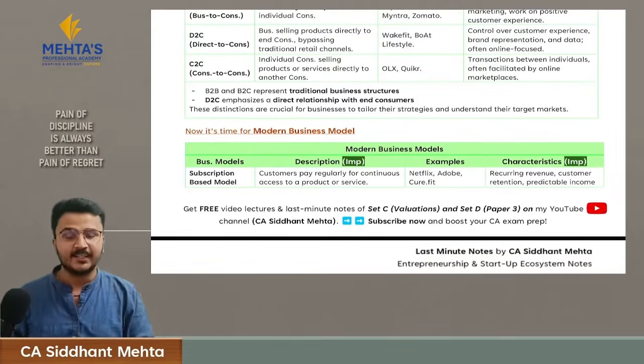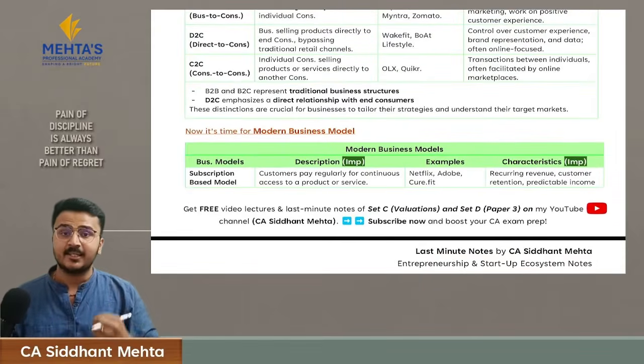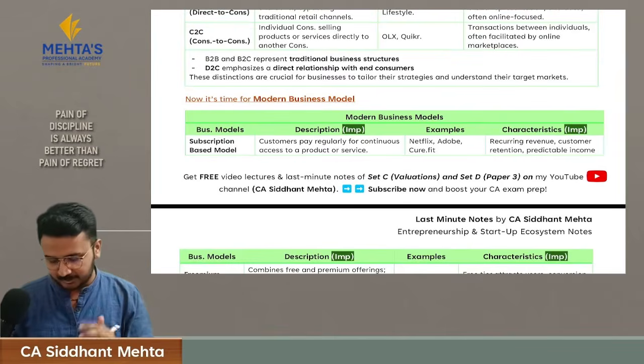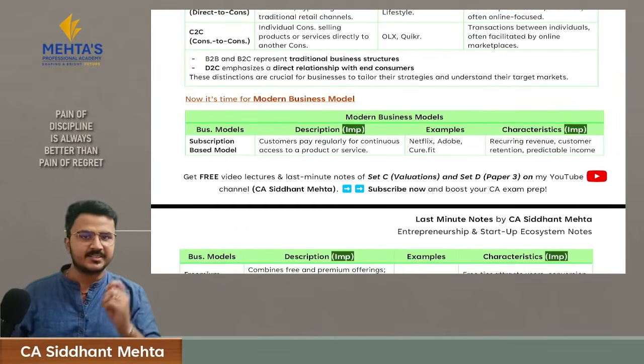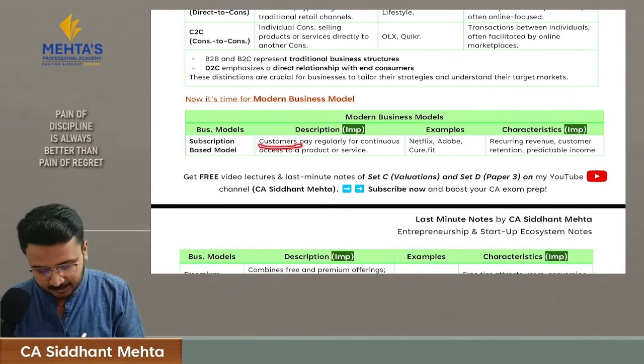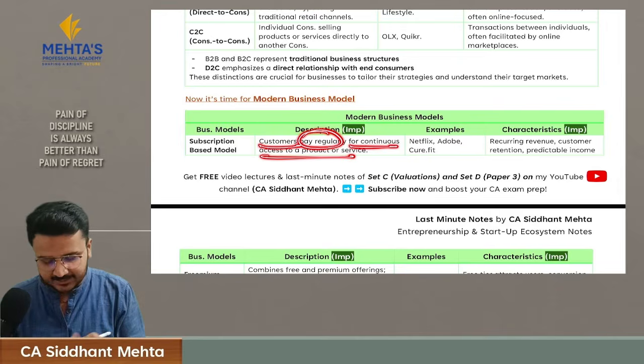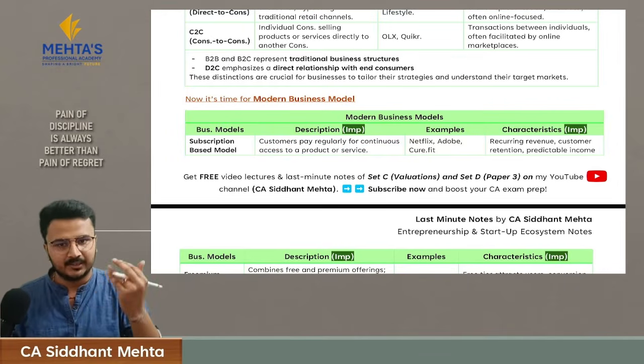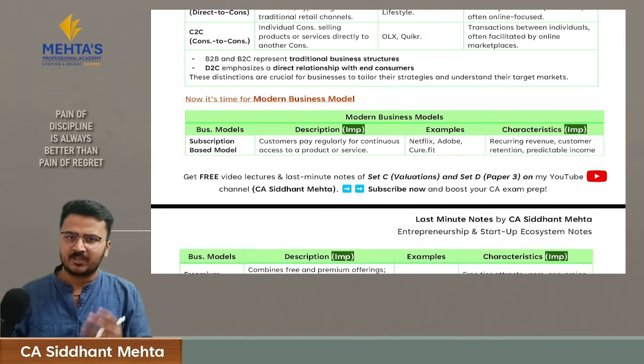Now let's understand modern business models, the modern ways of delivering value to the customers. The first one is the subscription based model. Here your customer will pay regularly for continuous access to the product or services, whether on a monthly basis or yearly basis, like the Netflix subscription which we pay on a monthly basis, or someone pays on a yearly basis.